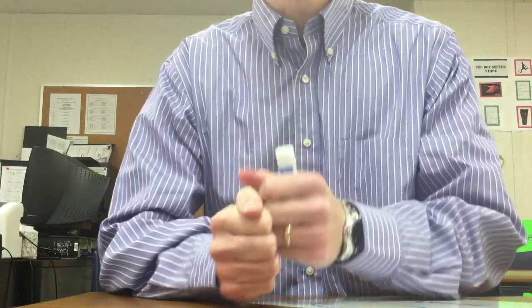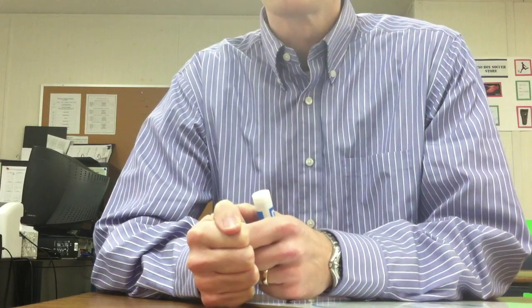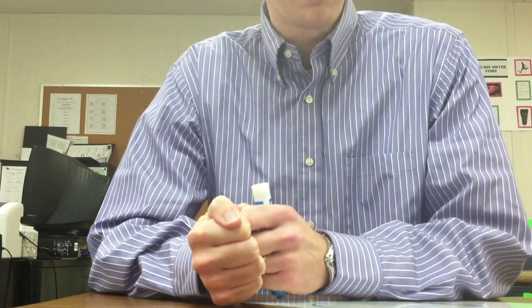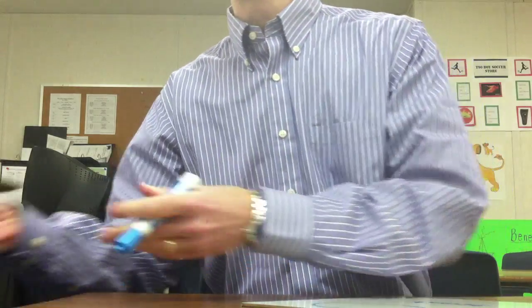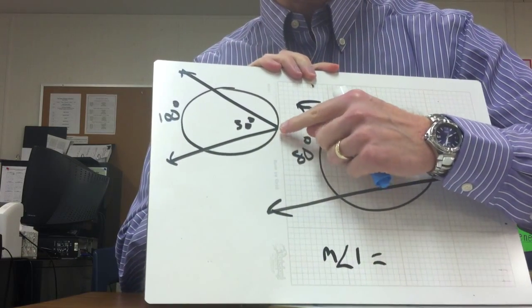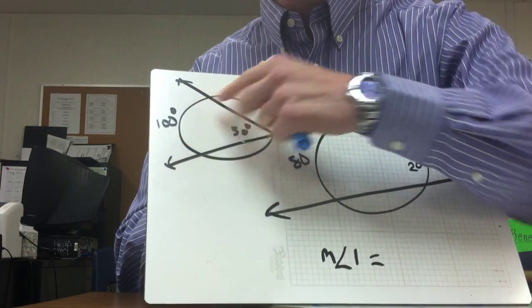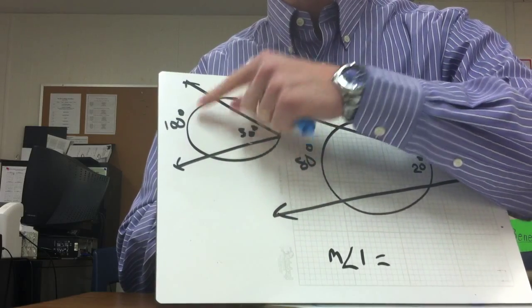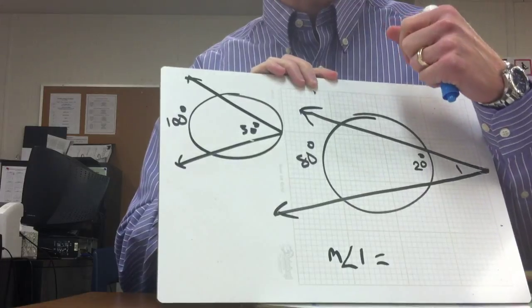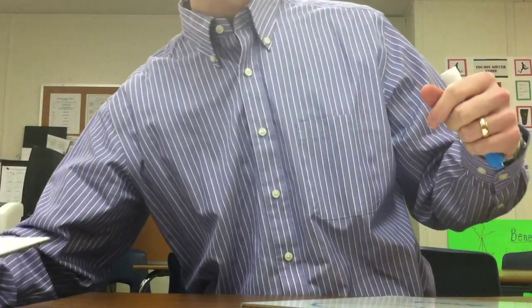Okay, this is video number 5. It goes along with lesson 11.4 in your book. Last time we talked about inscribed angles and the fact that if you have an inscribed angle where the vertex is on the circle, you follow it out and you take half of the intercepted arc. So if that was 100 degrees, then your inscribed angle would be 50 degrees. Okay, we talked about that last time.